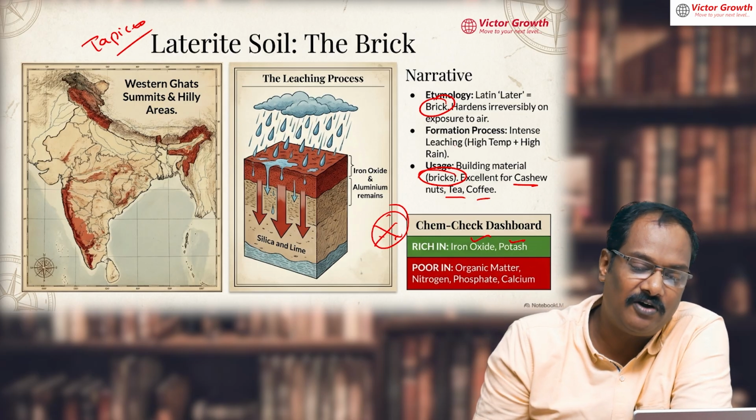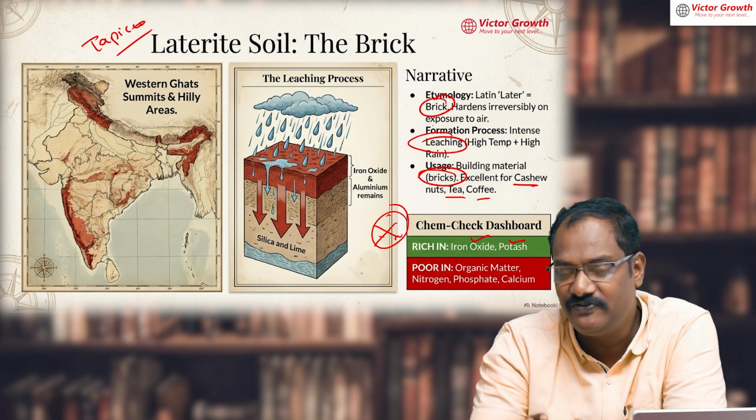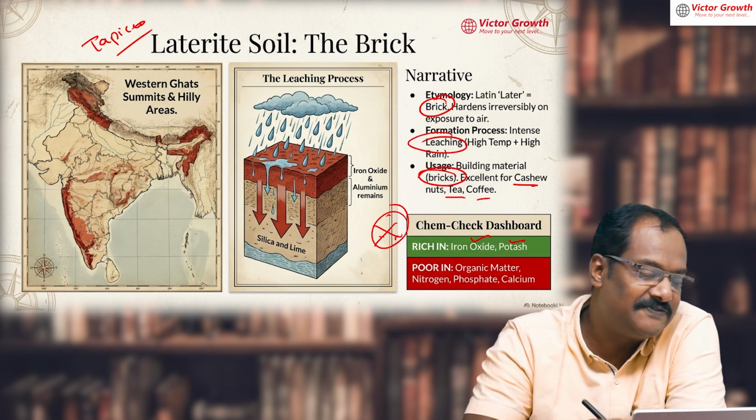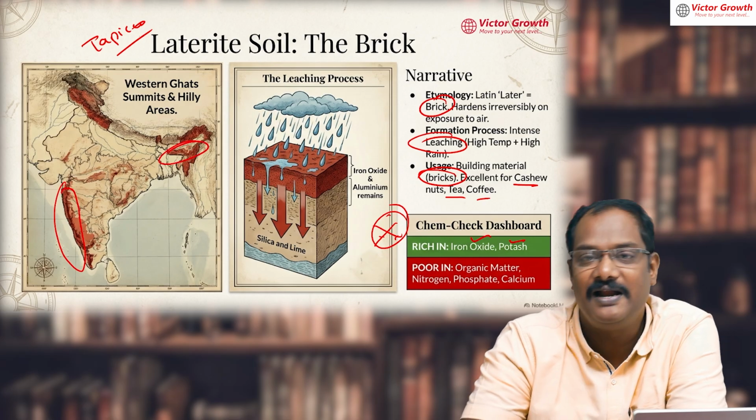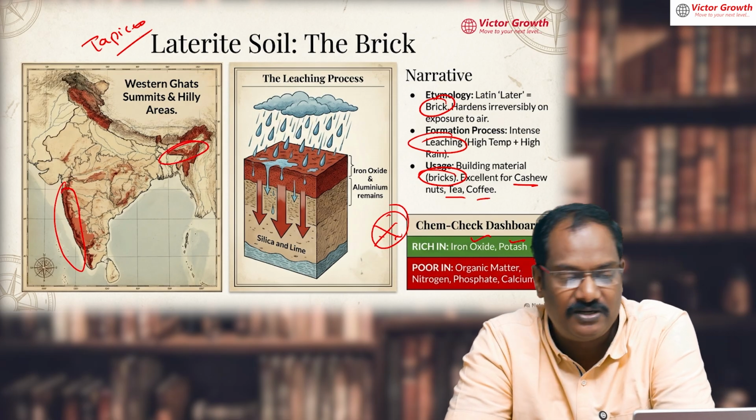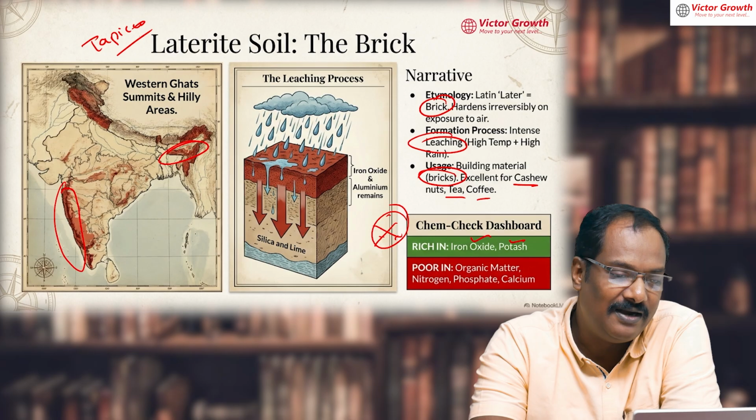So this soil is also formed because of leaching, washing away of topsoil. Where is it found? In the Western Ghats, this side, and also some in Meghalaya, Cherrapunji, Mawsynram. Those regions also have laterite soil.